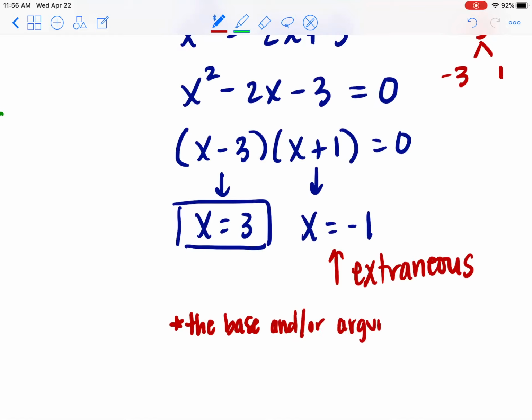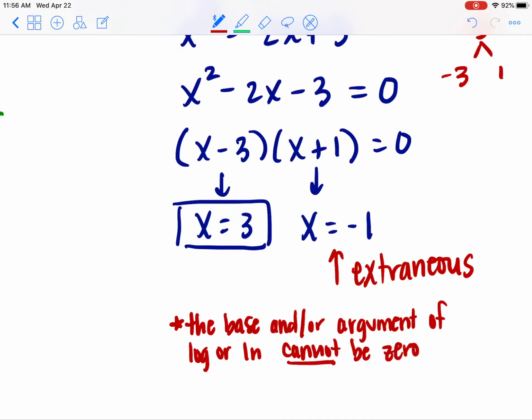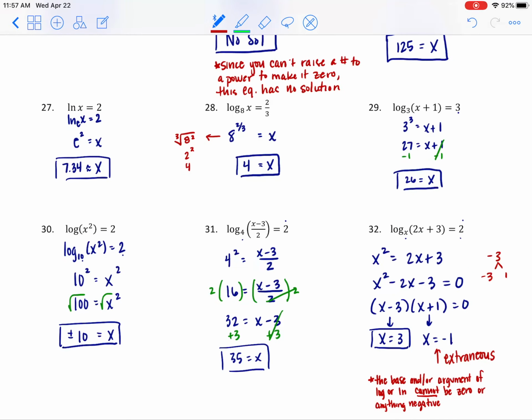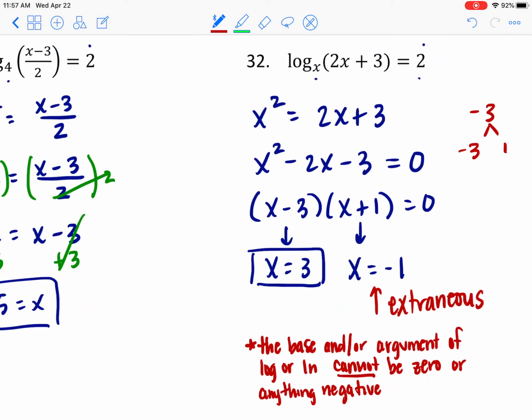I guess that would be a more concise way to say this. Now that I put it out loud, the base and/or argument of log or natural log cannot be 0 or anything negative. That works much better. There we go. I'm sorry if you already wrote that and had to erase it. Good thing you can pause.